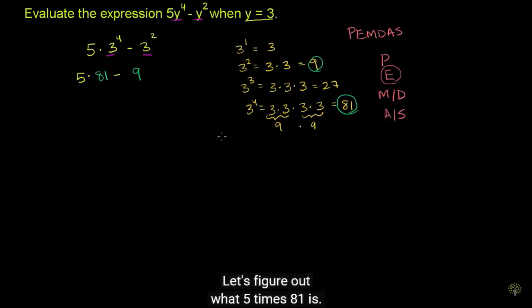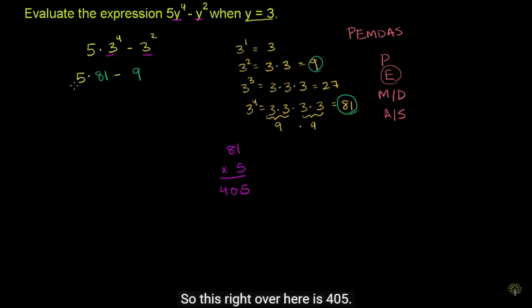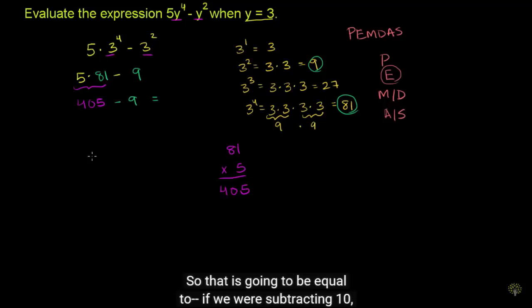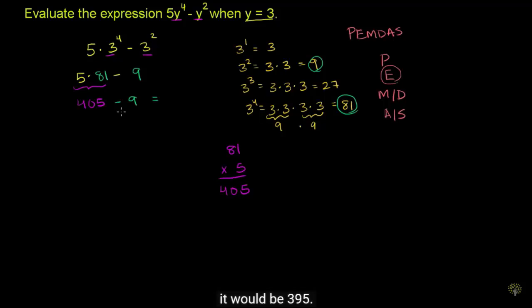Let's figure out what 5 times 81 is. So 81 times 5. 1 times 5 is 5. 8 times 5 is 40. So this right over here is 405. So it becomes 405 minus 9. So that is going to be equal to, if we were subtracting 10, it would be 395. But we're subtracting 1 less than that. So it's 396. And we're done.